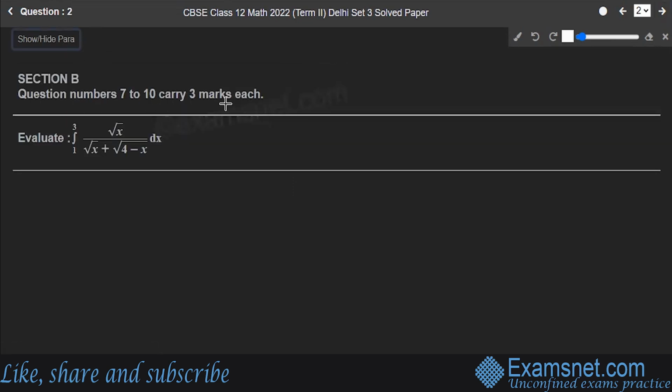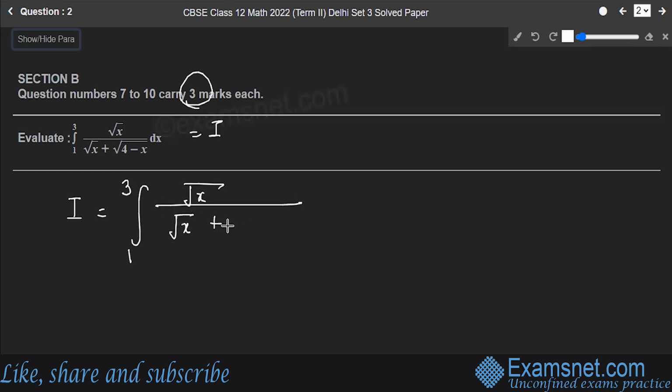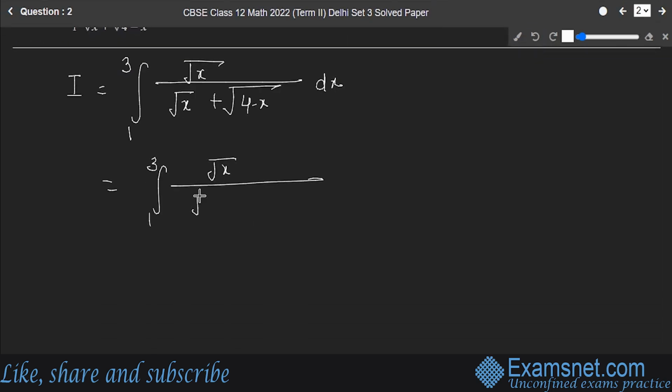Now you are going to have the 3 marks questions over here. So you have to find out the integral of this given function. Let's say this is equal to I. I'll solve this. Now this I can be written as the integral with limits 1 to 3, root of x divided by root of x plus root of 4 minus x dx. This can be written as the integral from 1 to 3, root of x divided by root of x plus root of 4 minus x dx.